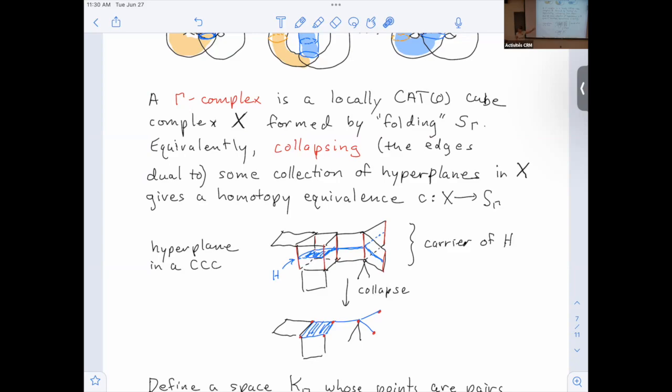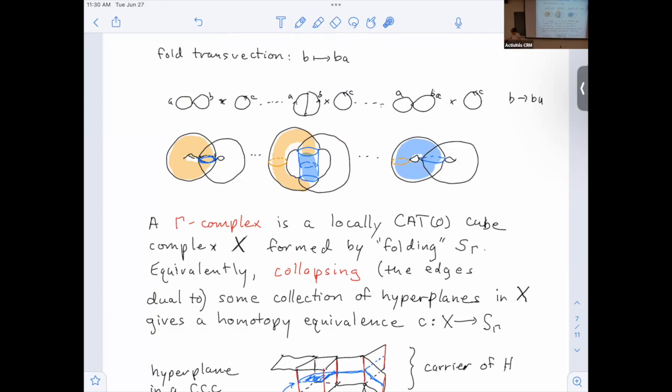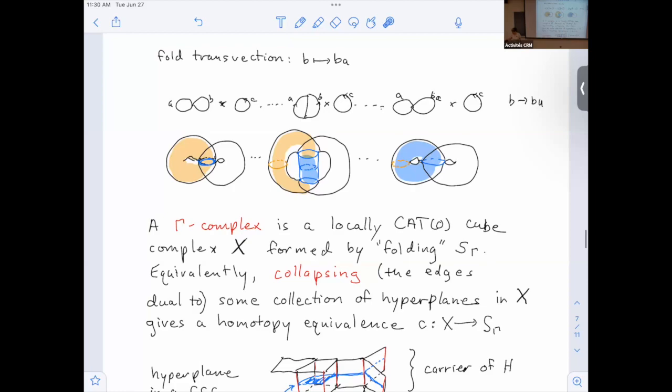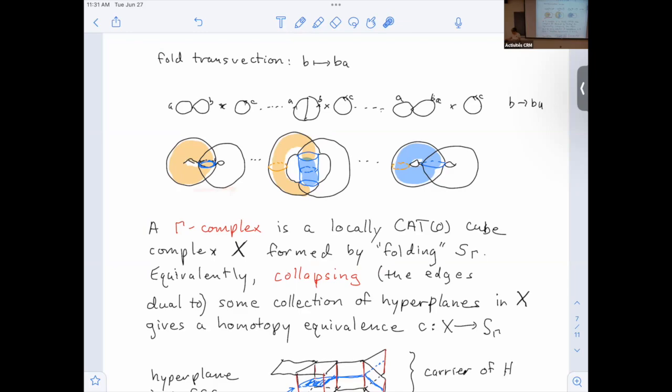So I claim that in this picture, I've got this blue cube, it's identified, but it's a cube that's been glued into a tube. If I collapse this hyperplane in the middle, I get this picture over here. Whereas if I collapse this hyperplane, I get this picture on the right. So these two different collapsings give us two different maps onto the Salvetti. Okay, so that's what my gamma complex is.